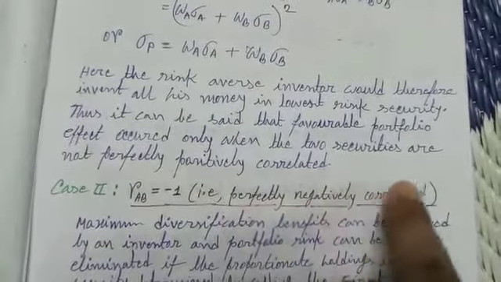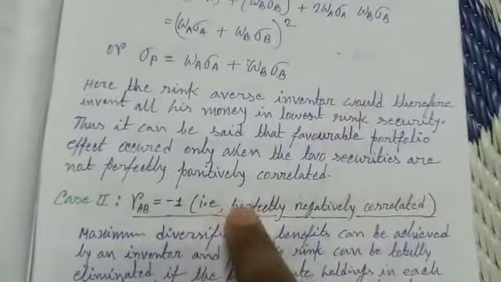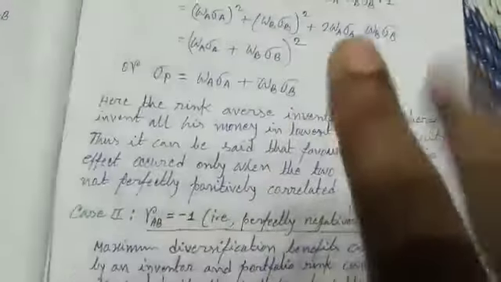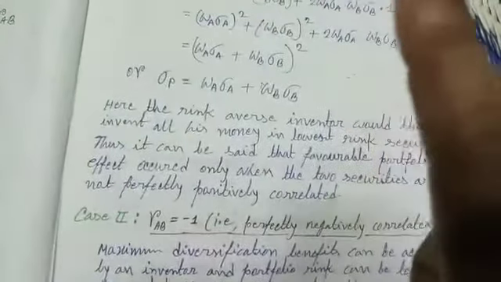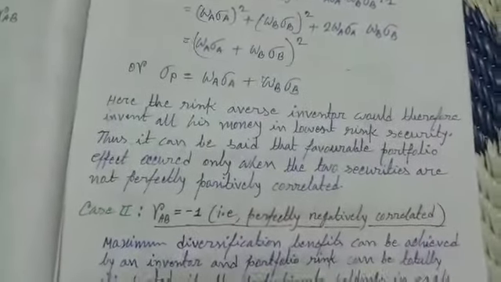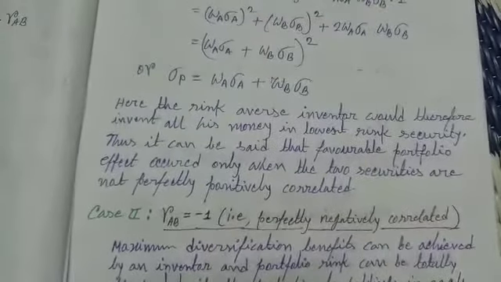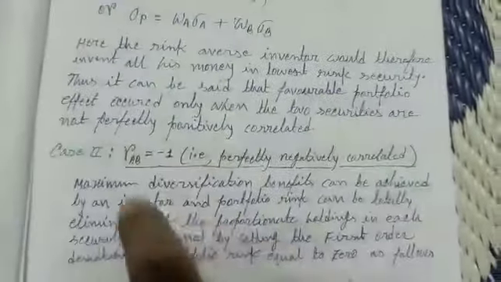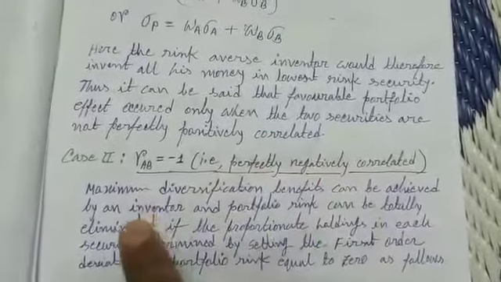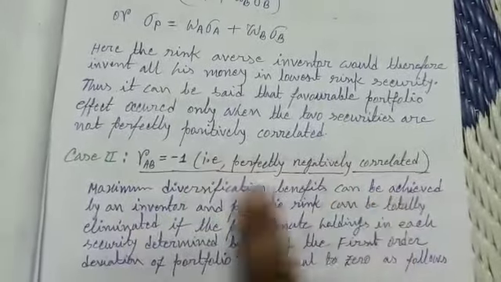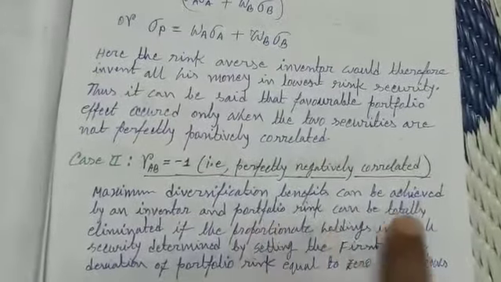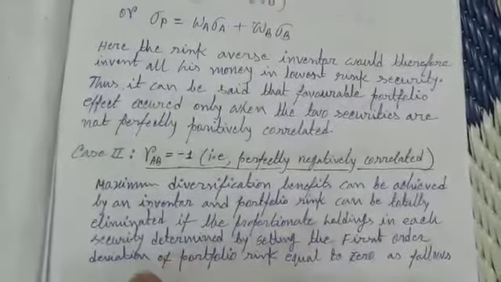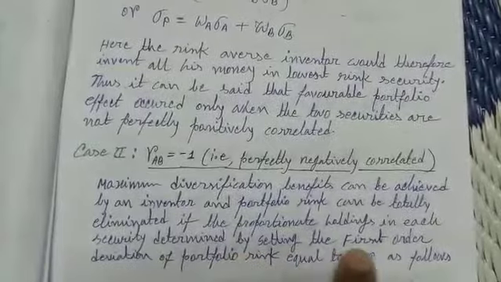Here perfectly negatively correlated means if return of stock A increased by 1%, return of stock B will be decreased by 1%. The rate of increase of return for security A will be equal to the rate of decrease of the return of security B. That is why it is called perfectly negatively correlated. Now here maximum diversification benefit can be achieved by an investor, and portfolio risk can be totally eliminated if the proportionate holding in each security is determined by setting the first order derivative of the portfolio risk equal to 0 as follows.